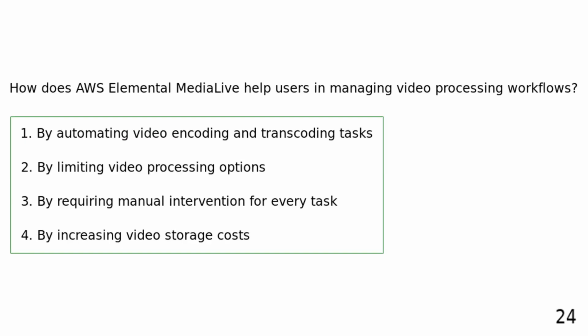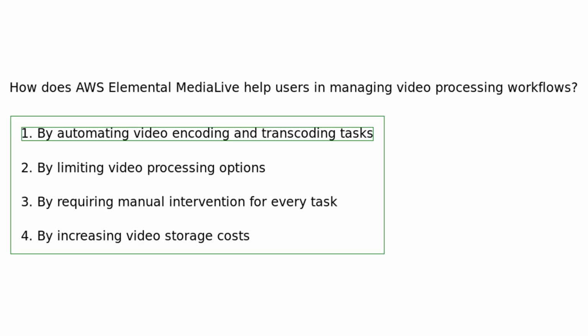How does AWS Elemental MediaLive help users in managing video processing workflows? By automating video encoding and transcoding tasks. By limiting video processing options. By requiring manual intervention for every task. By increasing video storage costs. AWS Elemental MediaLive helps users in managing video processing workflows by automating video encoding and transcoding tasks, simplifying the process of delivering high-quality video streams.